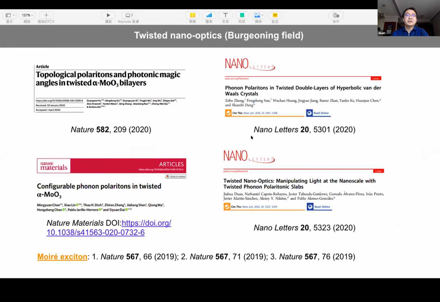So twisted nano-optics, I have to say, is quite new, but a vibrating field, because almost at the same time, there are 4 papers published in different journals to describe the similar thing, and there are also other papers published describing more, for example excitons. So I hope this interesting phenomenon can attract more attention, because this indicates to us that the twisted concept is not only important for electronics, but also quite important for nano-optics.